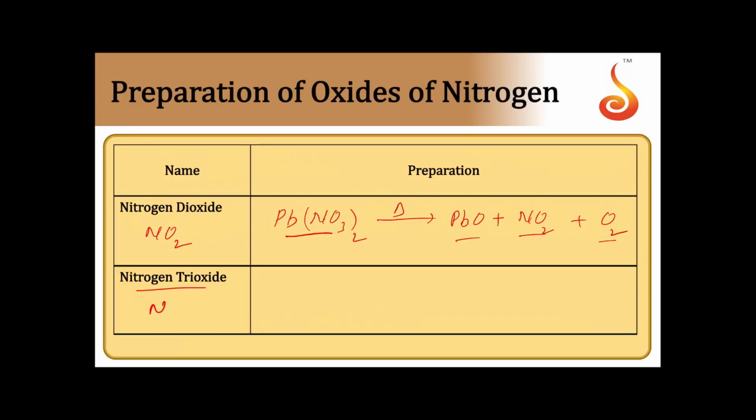Now let us take nitrogen trioxide, N2O3. This can be taken as a mixture of NO2 and NO. So by cooling an equimolar mixture of nitrogen dioxide, having an odd electron, and nitric oxide, the temperature must be below 253 Kelvin. So by cooling an equimolar mixture of NO and NO2, we get the N2O3 molecule.